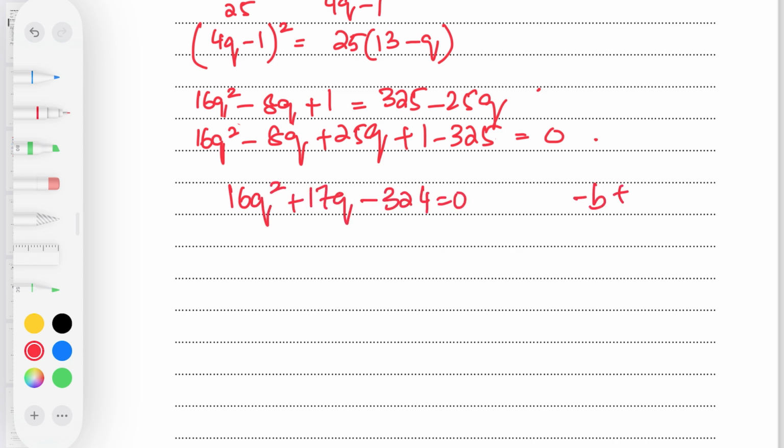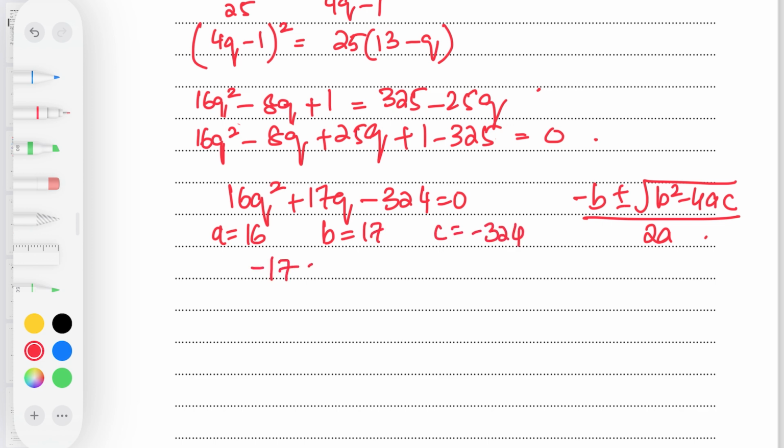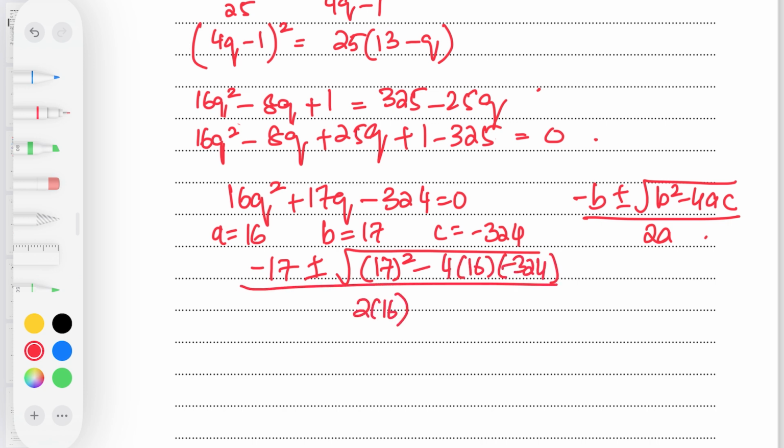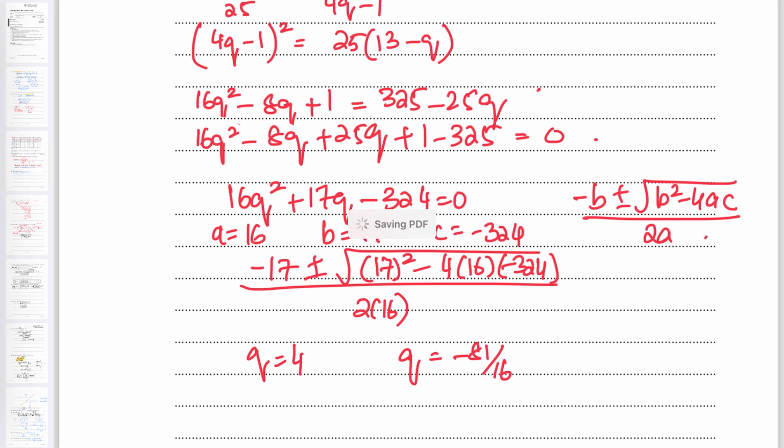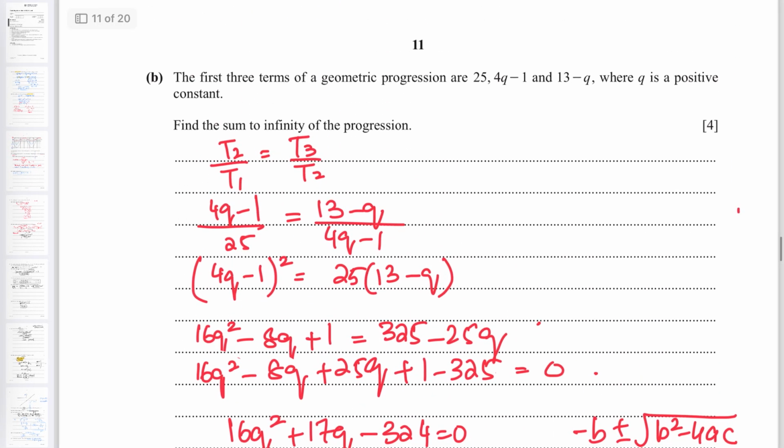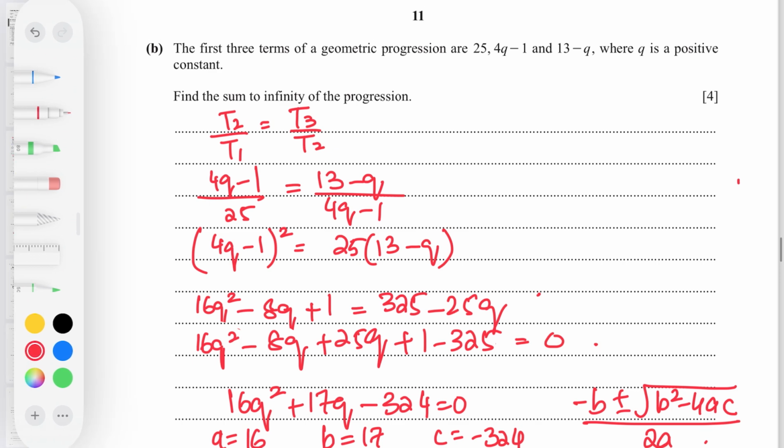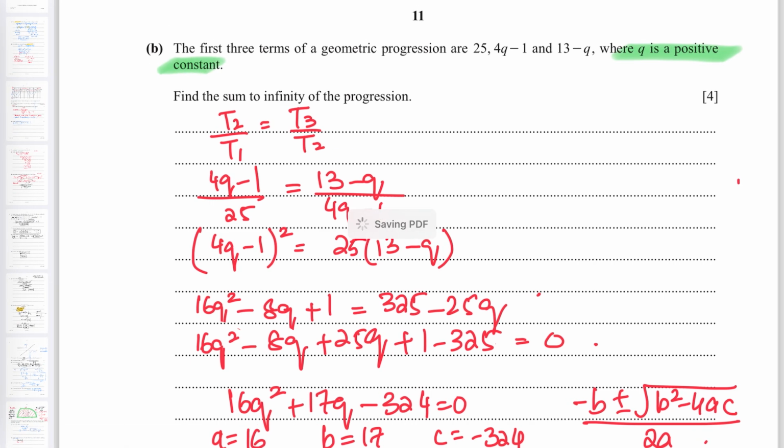Now, let's put it in the quadratic formula. You have to show all this working, okay? At least putting it in the formula is important. Minus b plus or minus the square root of b squared minus 4ac upon 2a. Now the value of q becomes 4 and the value of q becomes minus 81 upon 16. The question says q is a positive constant. So we accept the value of q as 4.